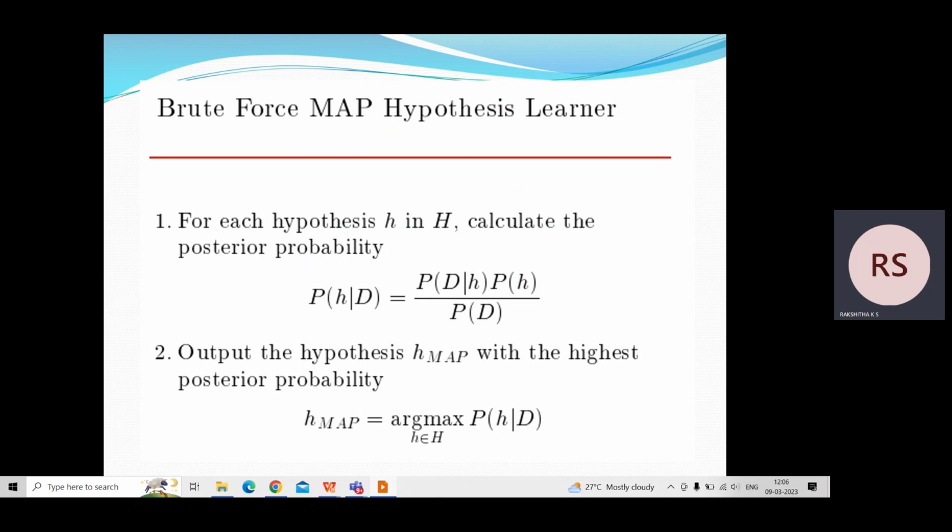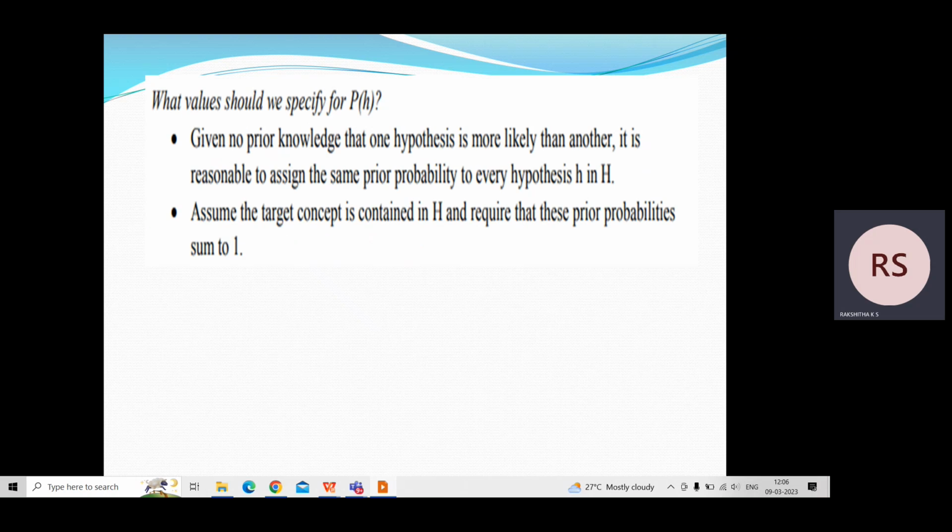But in this case, what value should be specified for the probability of H? Given no prior knowledge that one hypothesis is more likely than another, it is reasonable to assign the same prior probability to every hypothesis H in H. Assume that the target concept is contained in H, and it requires that these prior probabilities sum up to 1. So the probability of H is equal to 1 over the size of H.